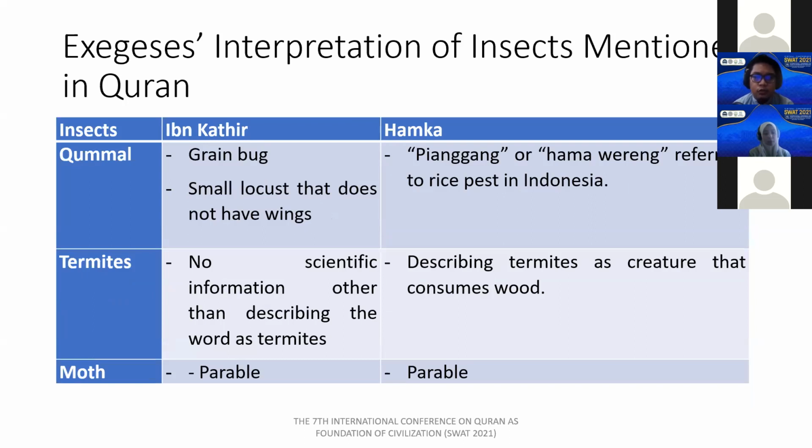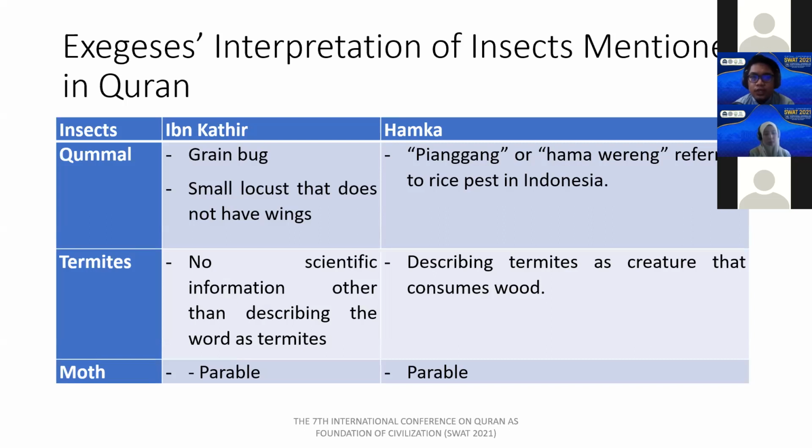And then for Kummal, there are many kinds of definitions of Kummal, which is why we cannot find the definite insect meant by Kummal. Ibn Qasir mentioned Kummal as a growing bug, and then he mentioned another interpretation by Ibn Manzur that Kummal is a small locust that does not have wings. And then Hamka relates Kummal to Pianggang or Walang Sangit, which refers to a rice pest especially in Indonesia.